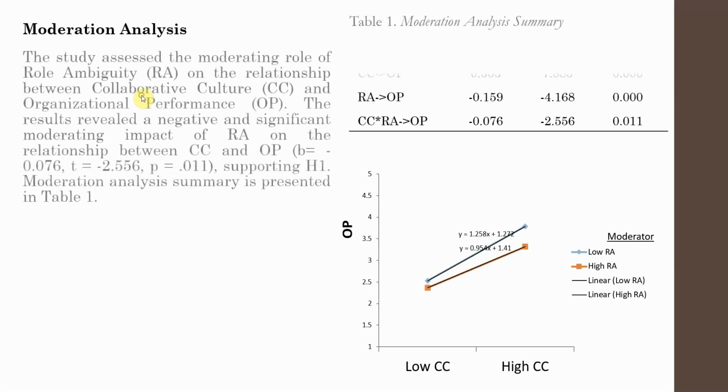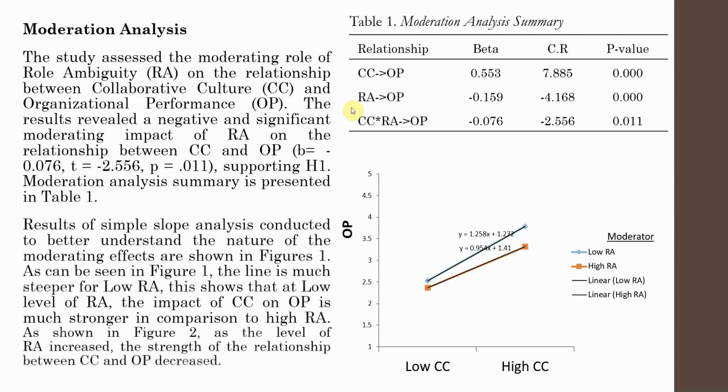Moderation analysis results. Now how do you interpret and report the results finally? So here is a table that one can present. Here is the slope. How did we get the slope? I'm just going to talk about it. First, let's look at the description of results. How to report it. The study assessed the moderating role of role ambiguity on the relationship between collaborative culture and organizational performance. The results revealed a negative and significant moderating impact of RA on the relationship between CC and OP. Is it significant? Yes, it's significant. That is, your hypothesis is supported, and results are presented in this table here.